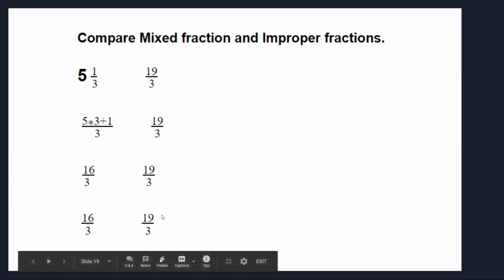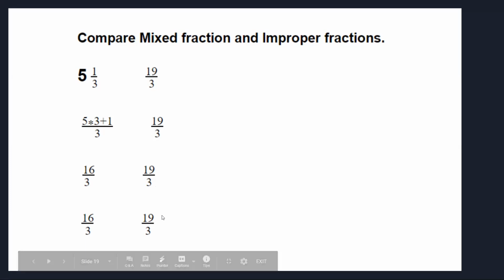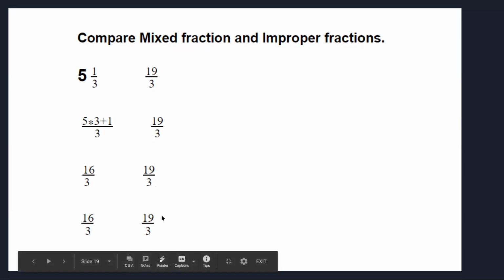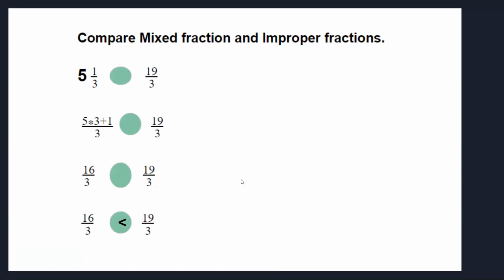But we know that 19 is greater than 16. We will see the numerator. 19 is greater, so we will put the sign of greater towards 19. So 19 upon 3 is greater than 16 upon 3. In this way, students, if one is a mixed fraction and another is an improper fraction, we can compare them.